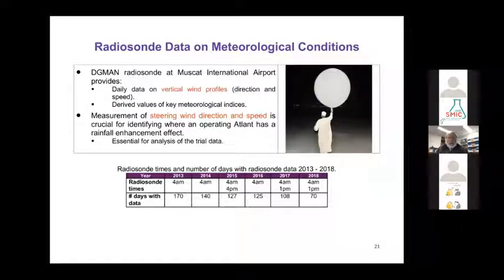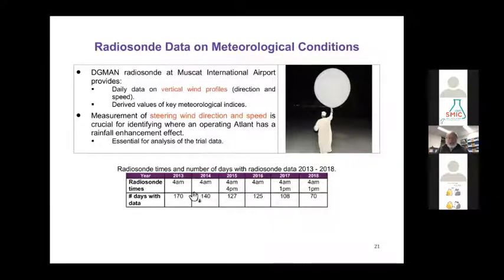Probably the most important thing that was necessary for analyzing these trials was the wind direction. And this was obtained from the DGMAN radiosonde at Muscat International Airport, which every day gives you data on vertical wind profiles, as well as values of key meteorological indices. And the measurement of steering wind direction and speed is obviously crucial for identifying where an operating Atlant has a rainfall enhancement effect, because effectively any rainfall enhancement has to be downwind. And so you have to know where downwind is, and that is essential in our analysis of the trial data.